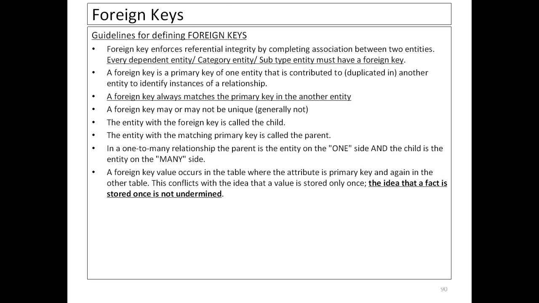The foreign key value occurs in the table where the attribute is the primary key and again in the other table. This conflicts with the idea that a value is stored only once. However, using referential integrity constraints or RI rules, we ensure that the fact is represented across the database only once. That is, logically the fact is represented only once, though physically it may occur in the primary key of the parent entity and the foreign key of the child entity.